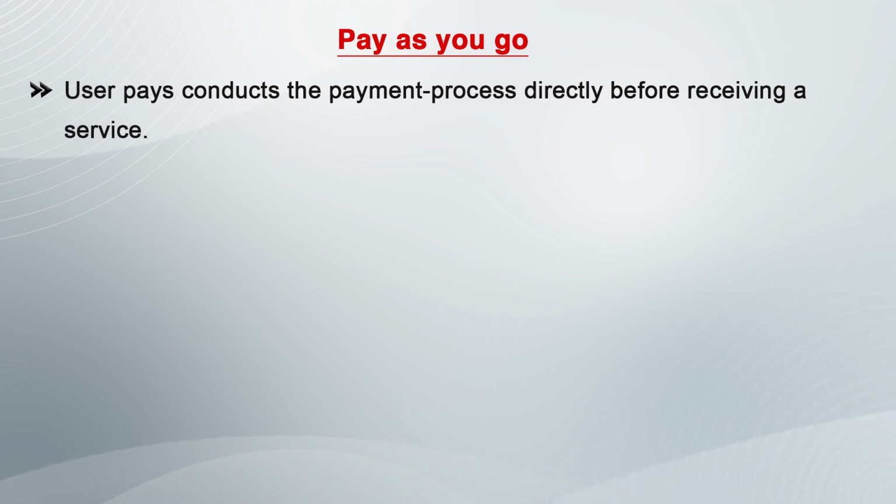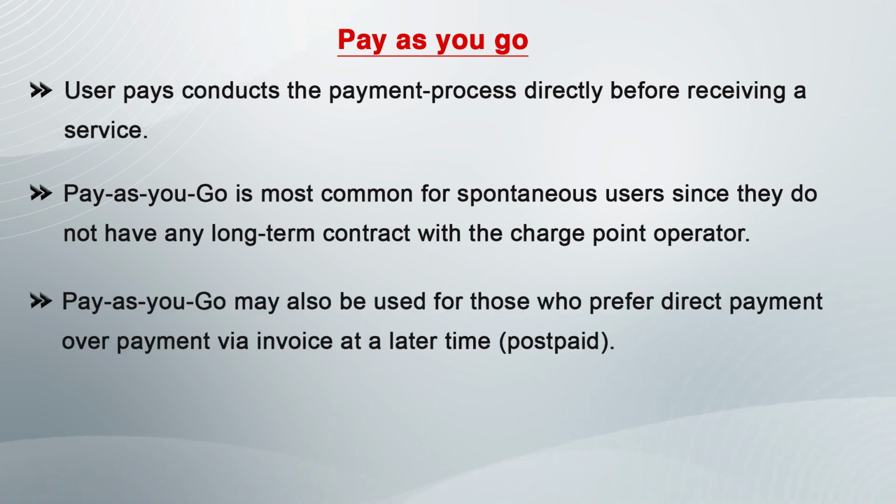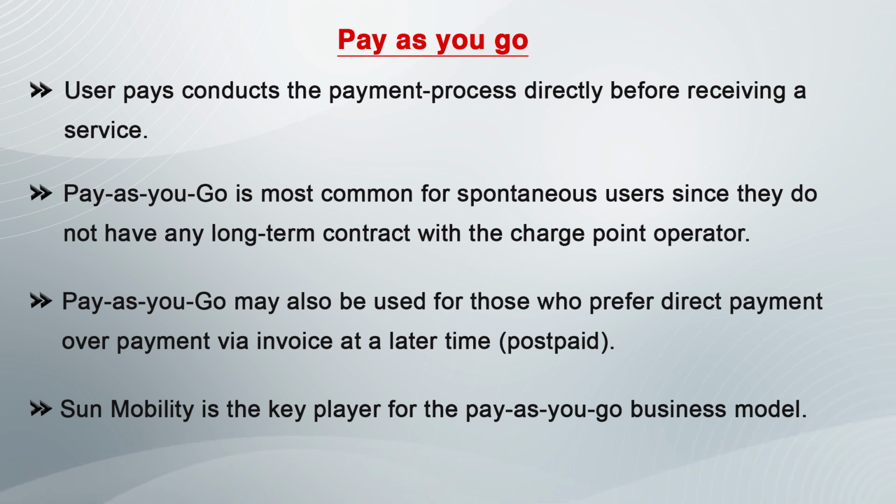Next is pay as you go, a type of billing in which the user conducts the payment process directly before receiving a service. So, in this case, the use of a charge point. Pay as you go is most common for spontaneous users since they do not have any long term contract with the charge point operator. However, pay as you go may also be used for those contract users who do not prefer direct payment over payment via invoice at a later time. Sun Mobility is the key player for the pay as you go business model.